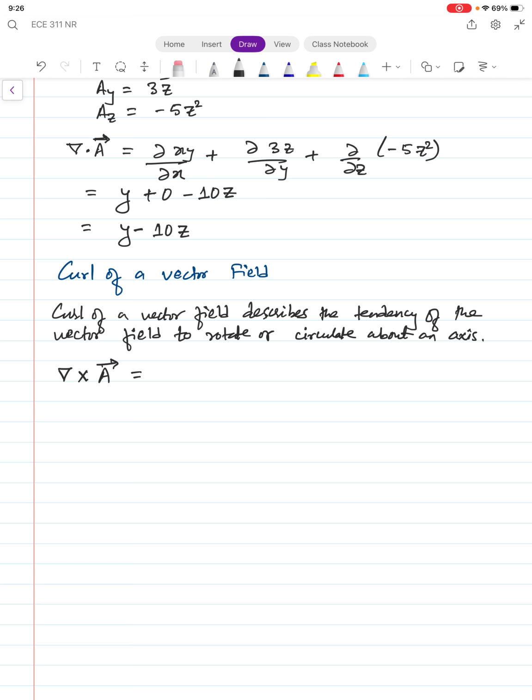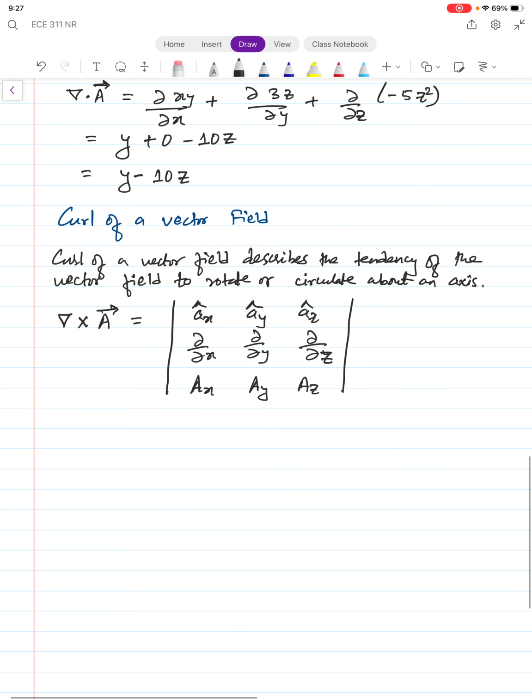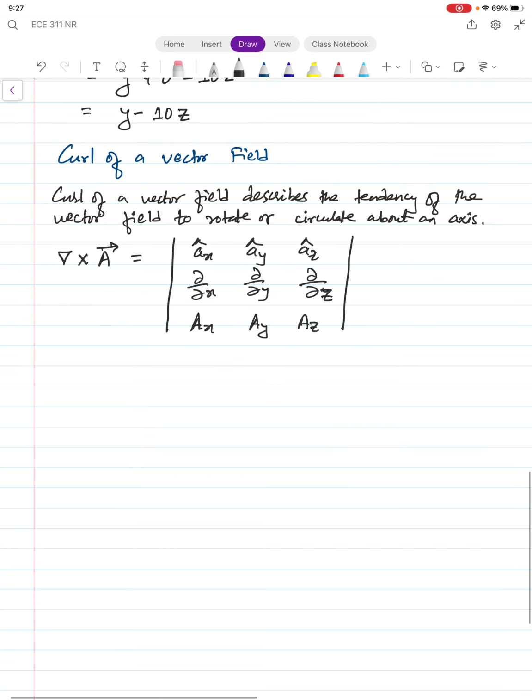This is in the Cartesian coordinate system, so that will be a 3 by 3 determinant with ax, ay, and az. We'll start with d by dx, d by dy, d by dz, and over here we write the x component of the vector, the y component of the vector, and the z component of the vector. And now we know how to solve this determinant. So let me do that quickly.